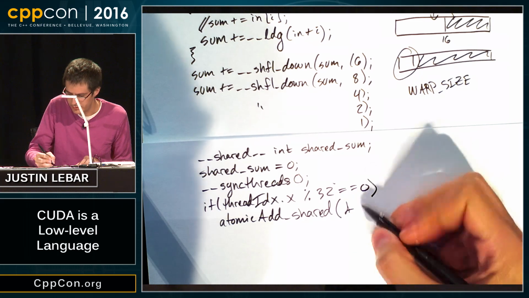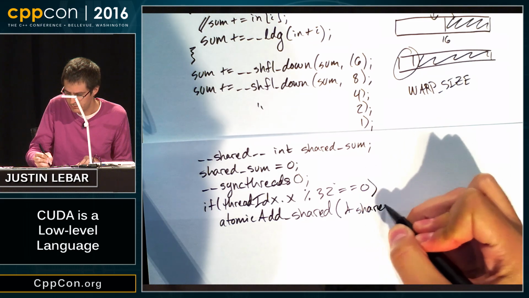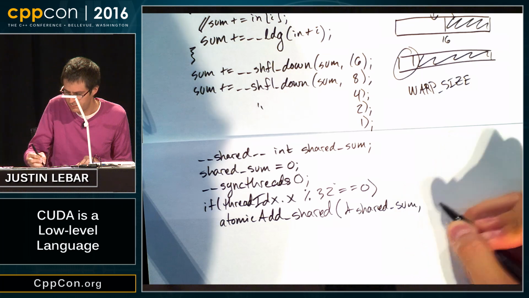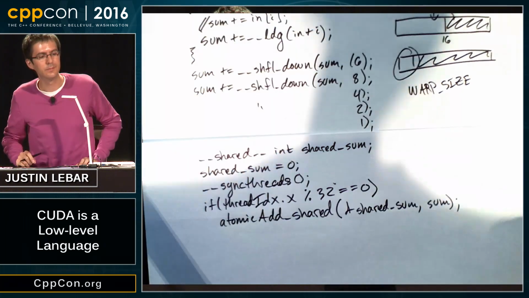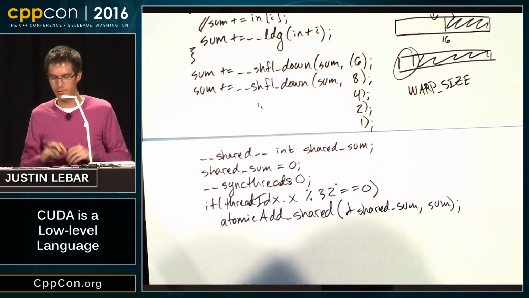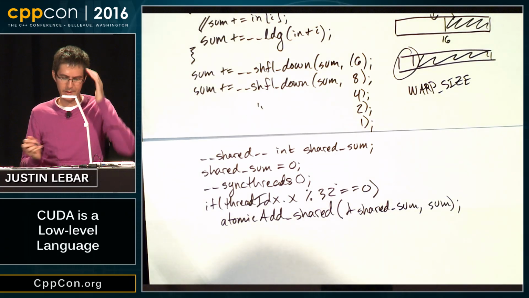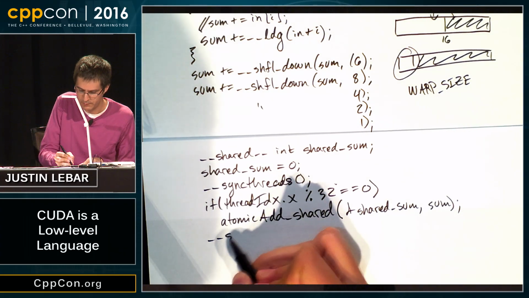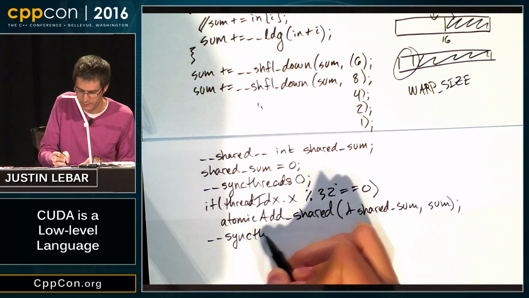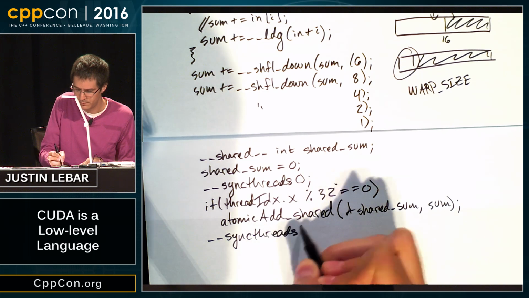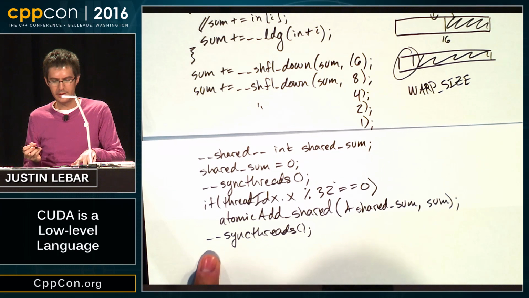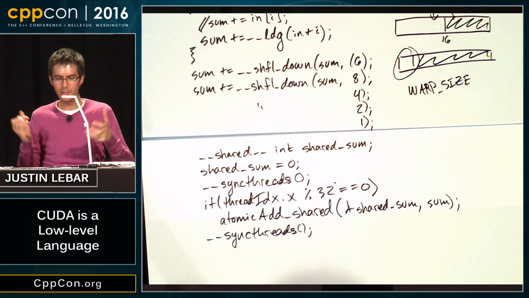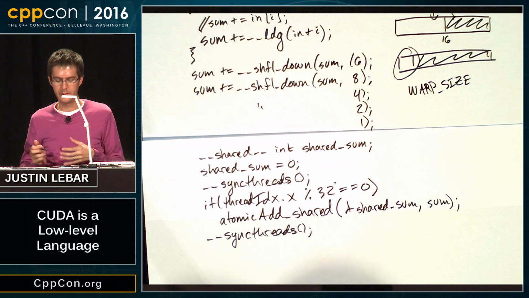I think it takes a pointer. Cool. So now we're good. And then we sync again. So at this point, after we sync, shared sum contains the sum from the whole block, from all the threads that are running on the one GPU core.